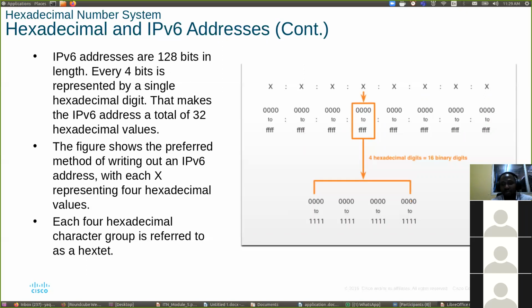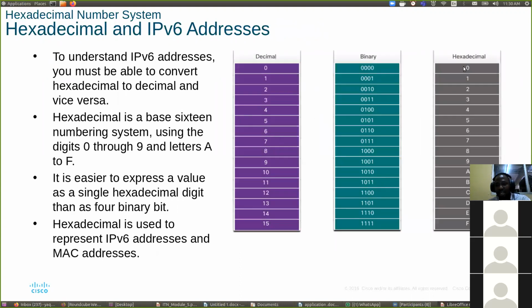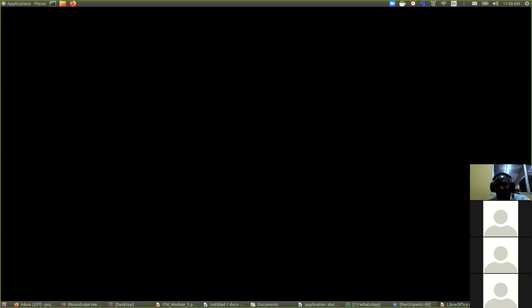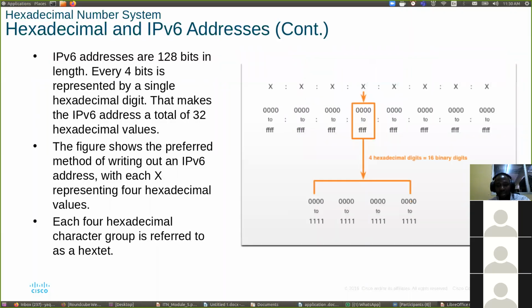So these are examples of an IPv6 address. It is separated by colons, with groups of 4 digits. You can see every X is 4 hex digits. Each pair will start from 00 to the final one, FF. You can see the highest value is F.